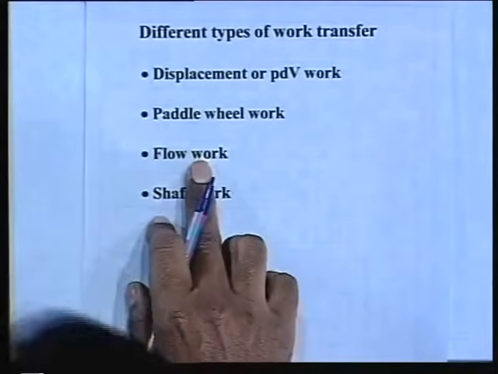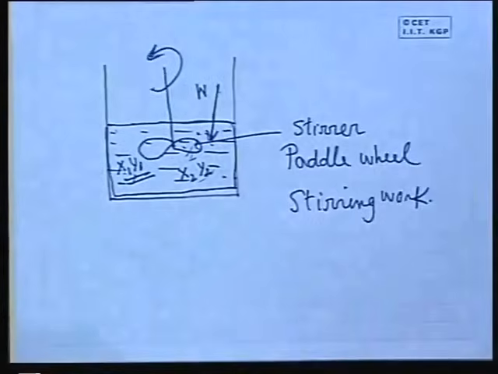Another is the flow work. Flow work, probably you have already heard or read in fluid mechanics. What is flow work? Flow work is the work required to maintain a flow. What happens when there is a continuous flow? Now you see, paddle wheel work and PDV work pertain to a closed system. Flow work pertains to a control volume, when there is a steady flow of fluid, a steady flow of mass, a steady flow of matter coming into the system and going out of the system, the control volume. Now you know, when a steady flow occurs, or even an unsteady flow, any flow occurs at any section.